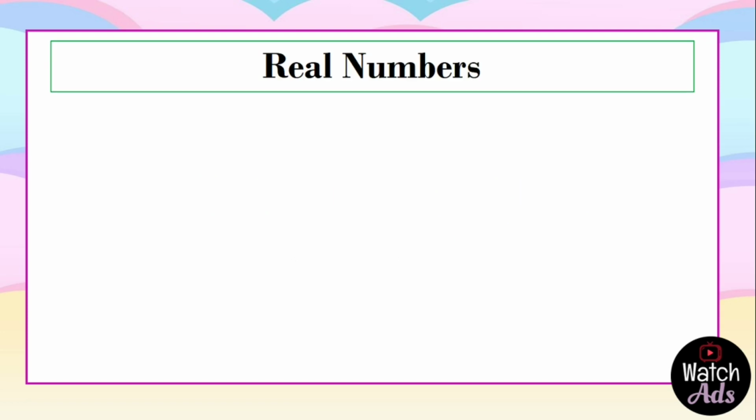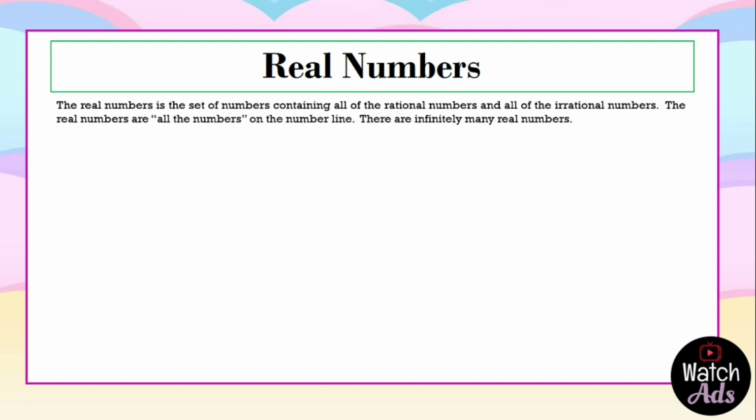Before we talk about rational and irrational numbers, let us first discuss real numbers. The real numbers are the set of numbers containing all the rational numbers and all the irrational numbers. The real numbers are all the numbers on the number line. There are infinitely many real numbers, which means that a rational number is a real number and an irrational number is also a real number.